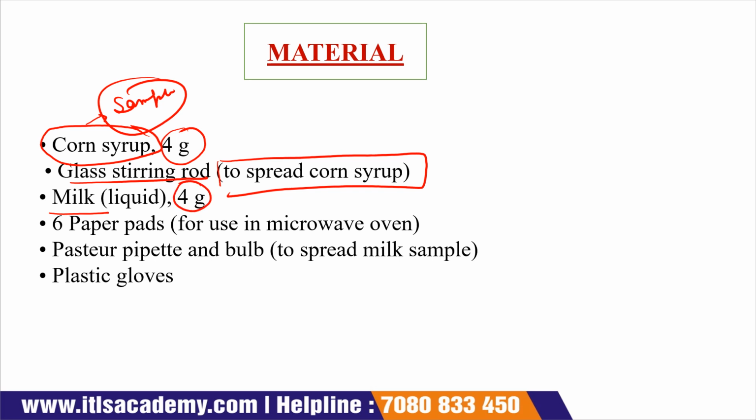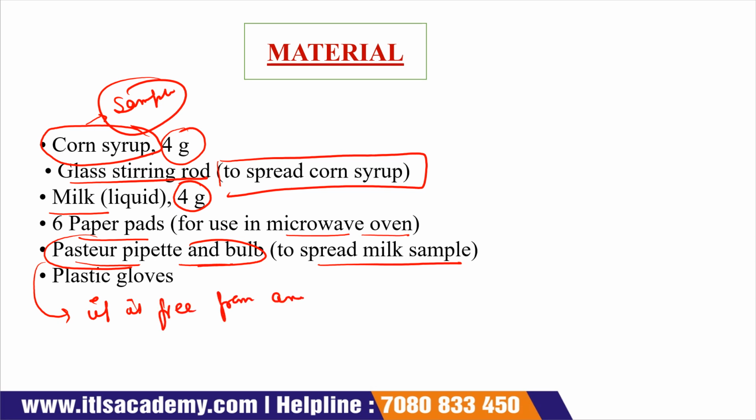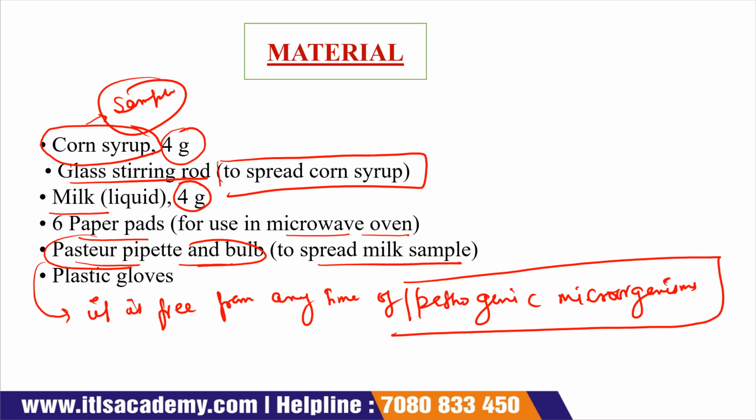Again we require 6 paper pads. These 6 paper pads are used in the microwave oven. We also require a pasteurized pipette and bulb, and this pasteurized pipette and bulb are used to spread the milk. Pasteurized pipette means that it is free from any type of pathogenic microorganisms, which means that it is not capable of causing disease. We also require plastic gloves.